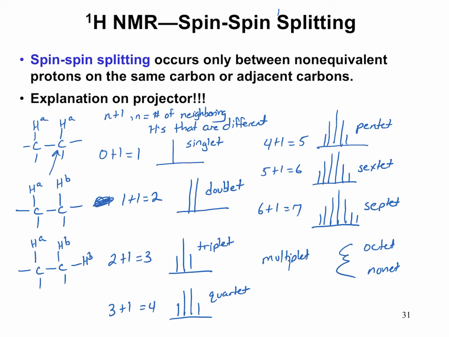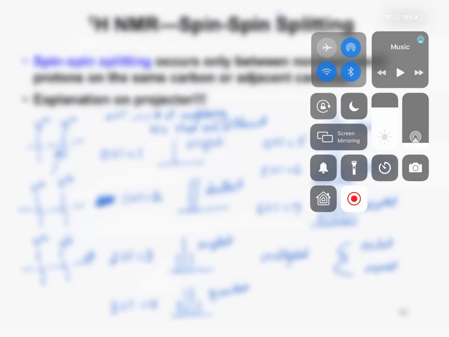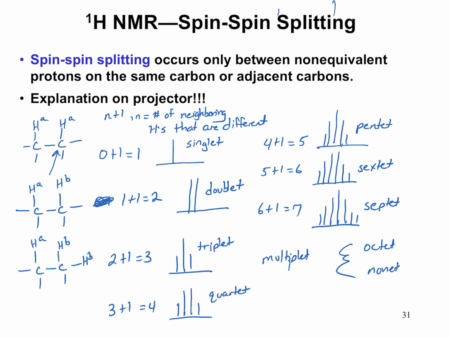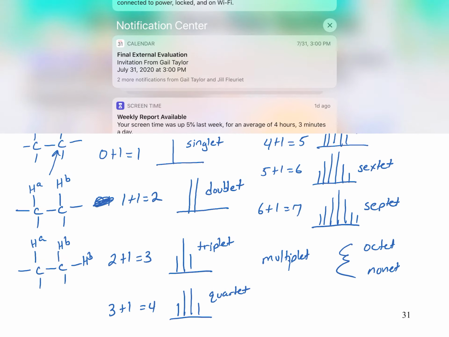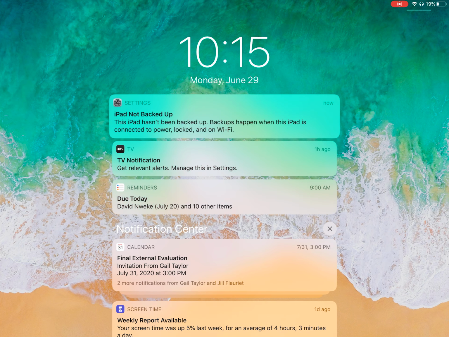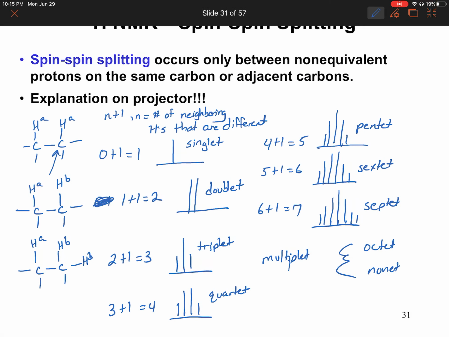Now, the other thing that you want to keep in mind when we're thinking about these signals here is that, stop doing that. Give me my pencil. There we go. Finally, again, y'all get to see me trying to work this out for you guys.